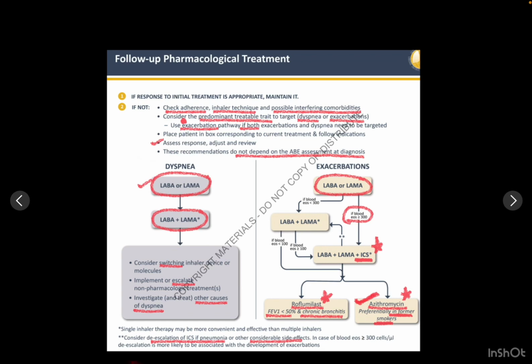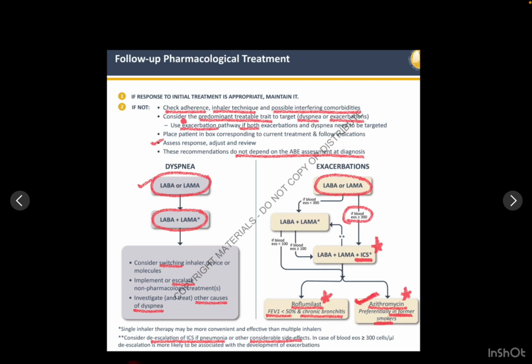If dyspnea is the predominant symptom, then we have to give LABA and LAMA. Then, give LABA and LAMA and consider switching the inhaler device. We have to switch inhaler devices or molecules, like switching from MDI to DPI or DPI to MDI, or we can change the drugs. Within LAMA only, we can interchange different drugs. Then implement or escalate non-pharmacological treatment, obviously, and investigate other causes of dyspnea. So we have to investigate that also.